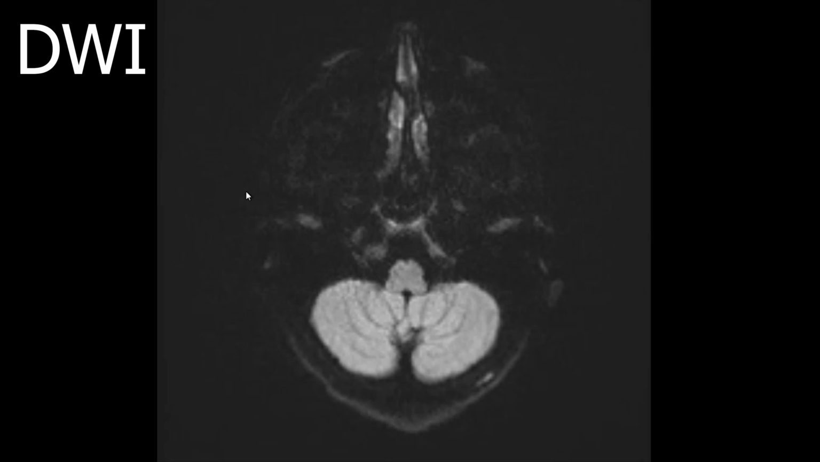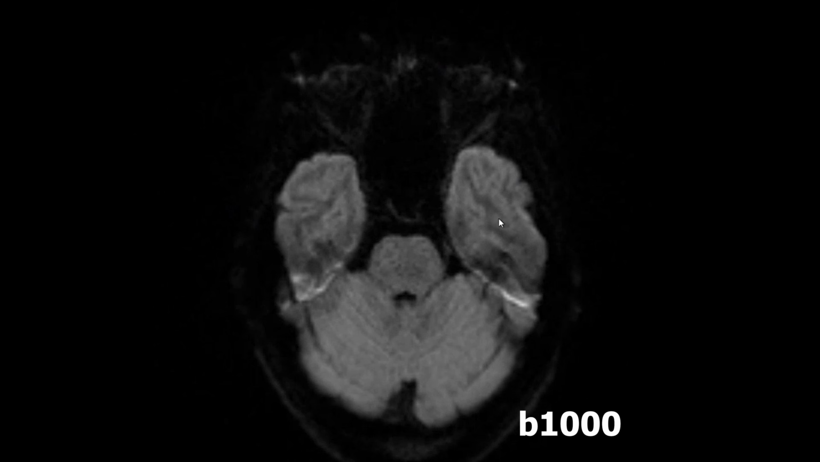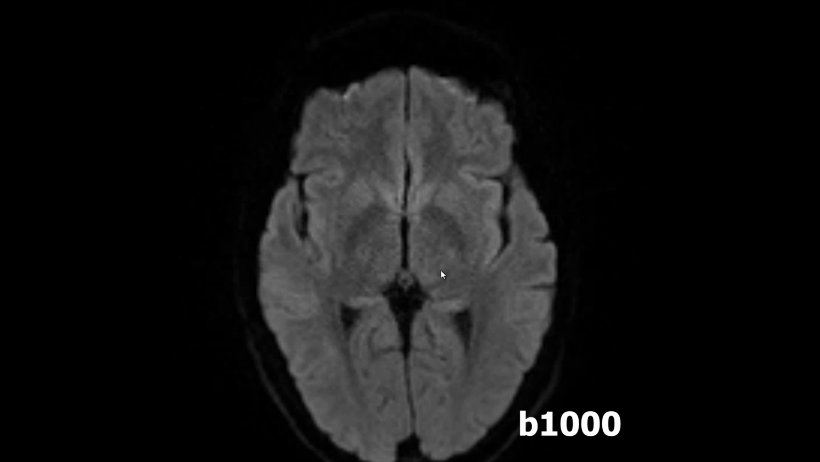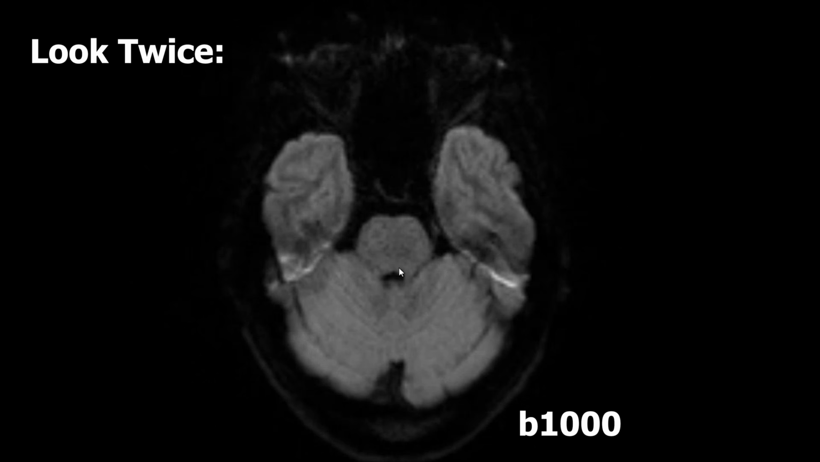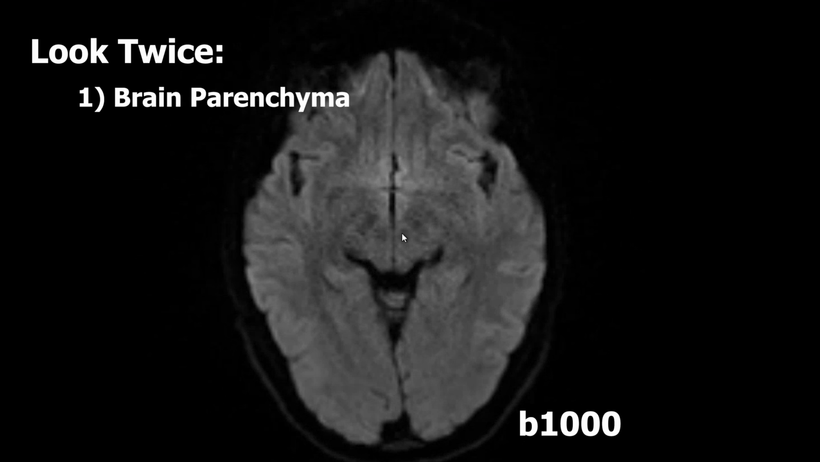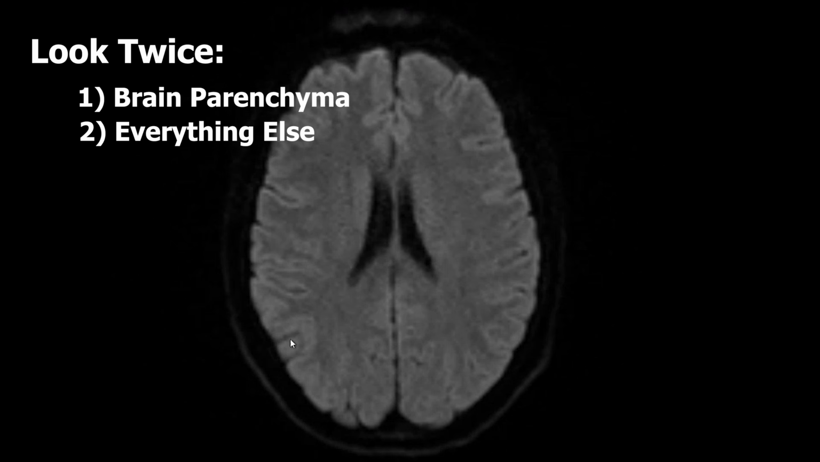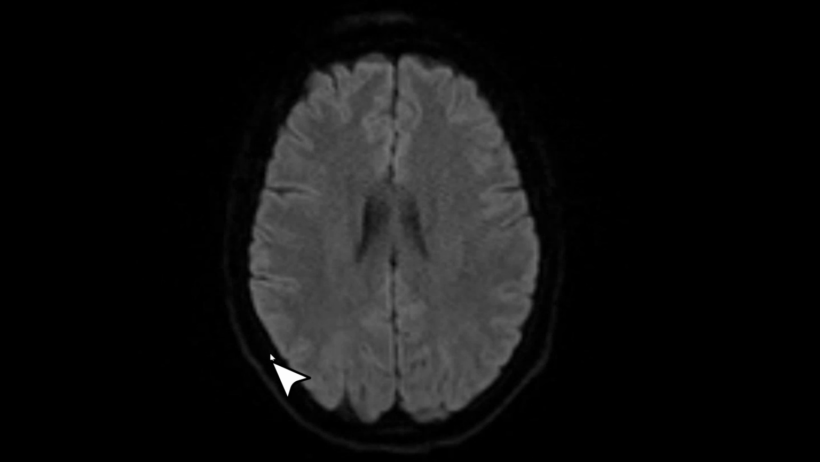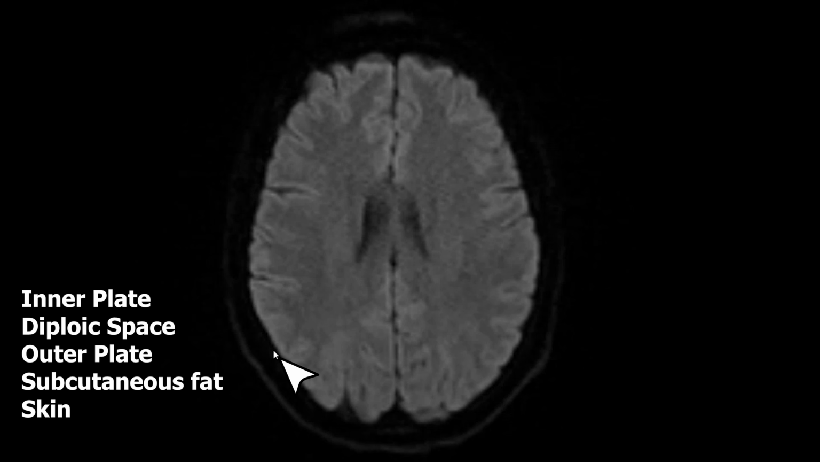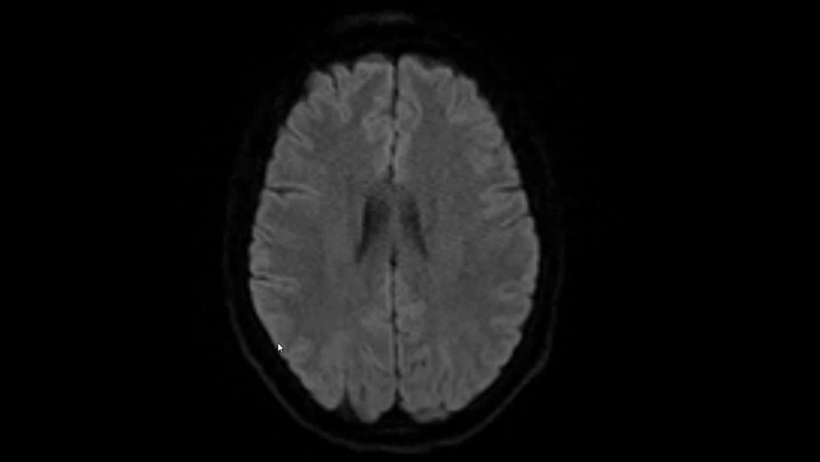When looking at the high B value, commonly the B1000, I will make sure that I look at it twice. Once, I look at the brain parenchyma and anything that may show restricted diffusion in the brain, such as a stroke, hypercellular tumor, or hemorrhagic material. In the second run, I look at everything that is outside the brain parenchyma. From here to here, we have inner plate of the skull, diploic space, outer plate of the skull, subcutaneous fat, and skin. Essentially, nothing here should light up on diffusion-weighted imaging. This is very useful to pick up bone metastases or skin metastases.